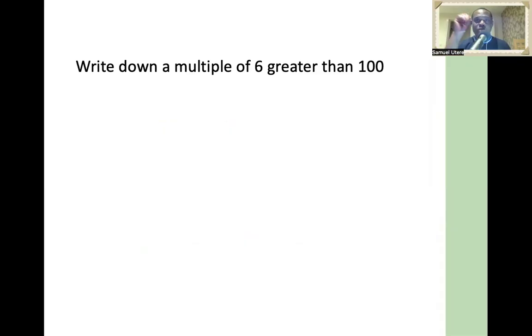Now, for example, if we're asked to write down a multiple of 6 greater than 100, are you going to start writing the 6 times table until you find that number? That won't be a clever way to do it. We could do it like this. We could say, well, let's use a number line to do it.